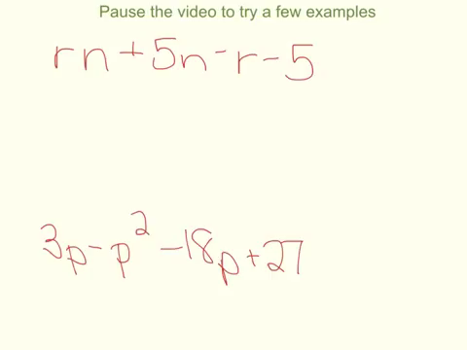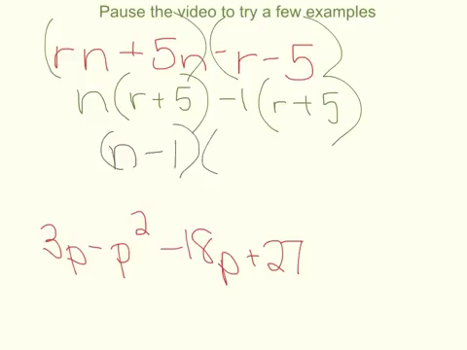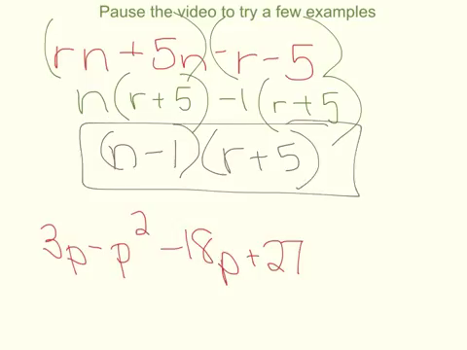So for the first example, we have rn plus 5n minus r minus 5. So you want to group them together, and then go from there to separate. For the first one, I'm going to pull the n out front, which is going to leave me r plus 5. For the second one, I'm going to pull a negative 1 out front, which is going to leave me an r plus 5. So now we combine those and we get n minus 1 times r plus 5. And if you use the FOIL method to test that, you will get the correct answer that you originally started with.